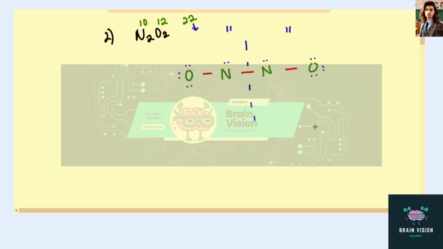Perfect. But now we have to look at formal charge, and that's the fun part. Formal charge is equal to the number of valence electrons minus 1/2 the bonding electrons minus the non-bonding electrons.